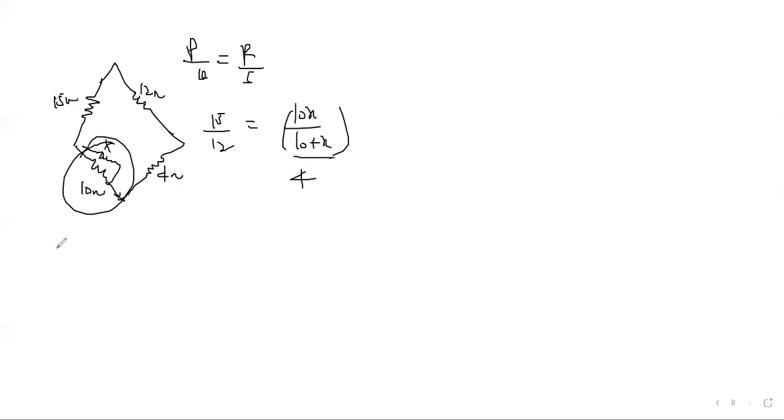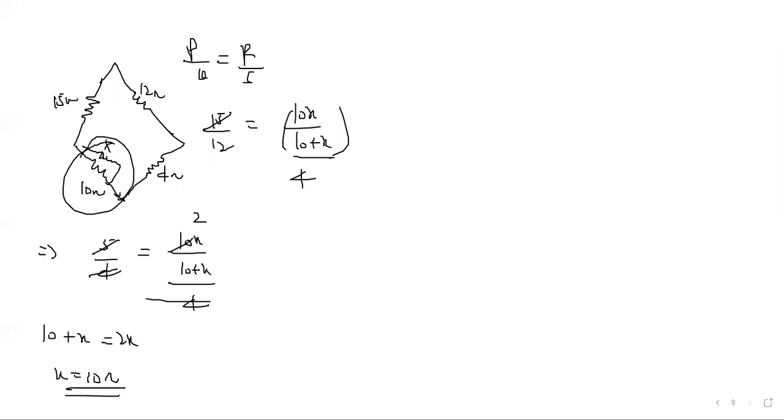If you divide them by 3, this becomes 5 by 4 is equal to 10x upon 10 plus x, divided by 4. 4 gets cancelled. 5 goes 2 times. We write 10 plus x is equal to 2x, or x becomes 10 ohm. So how much resistance do we have to connect here? 10 ohm, so that the answer becomes the same. So the correct answer will be delta here. Fourth option is the correct answer. 10 ohm resistance we have to connect.